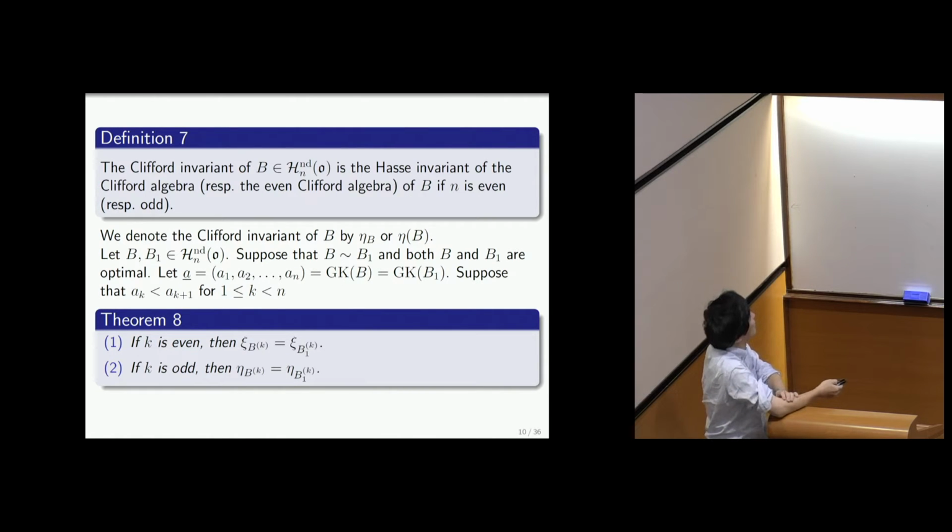Finally, I need a slightly more invariant, and the Clifford invariant of B is the Hasse invariant of the Clifford algebra of B if n is even, and the Hasse invariant of the even Clifford algebra if n is odd. The Clifford invariant of B is denoted by eta sub B.